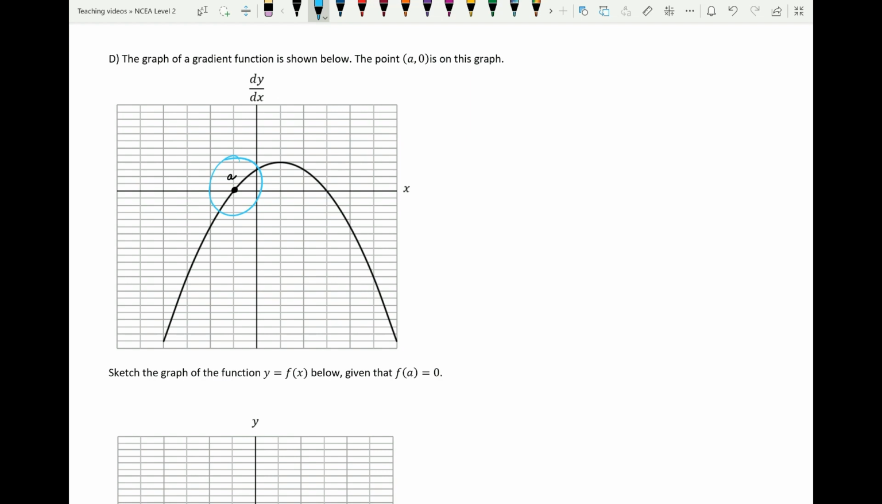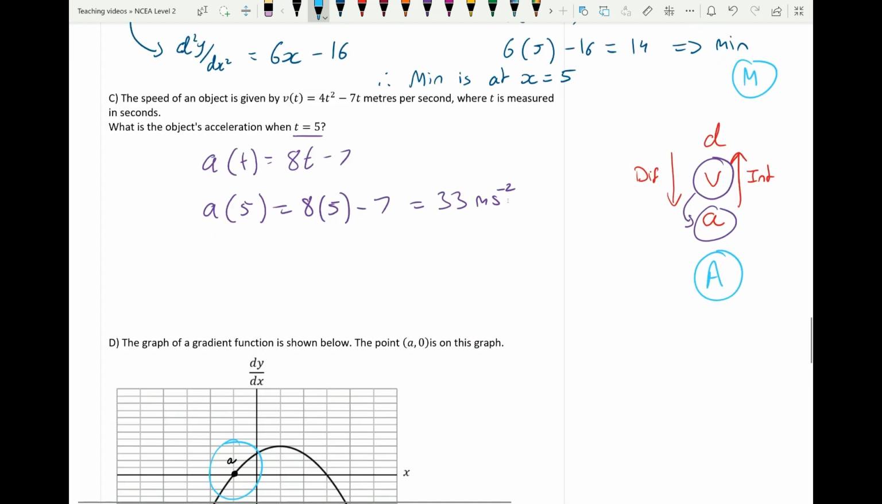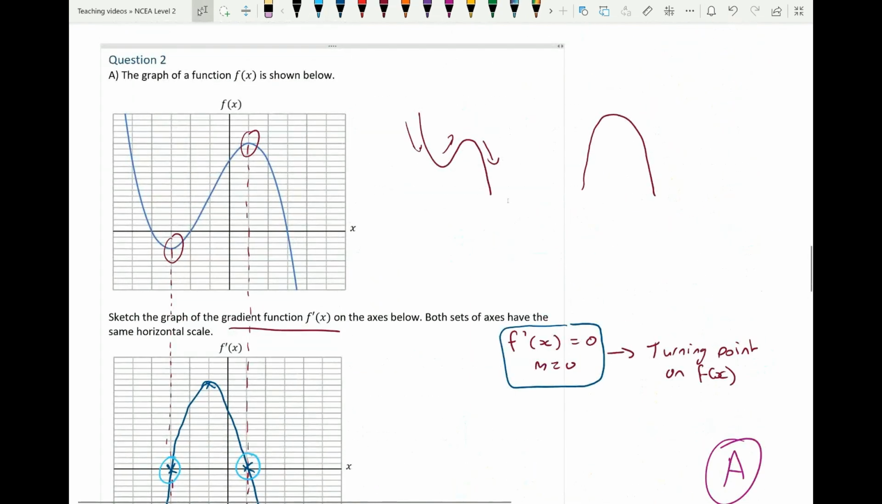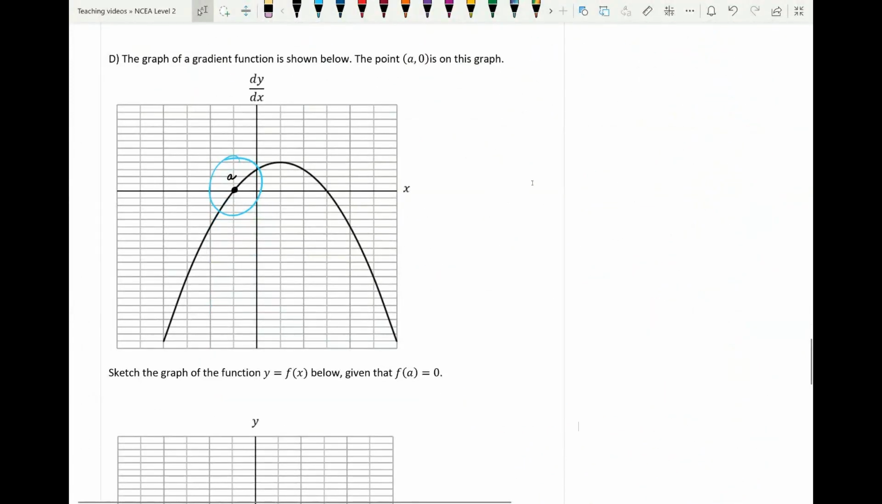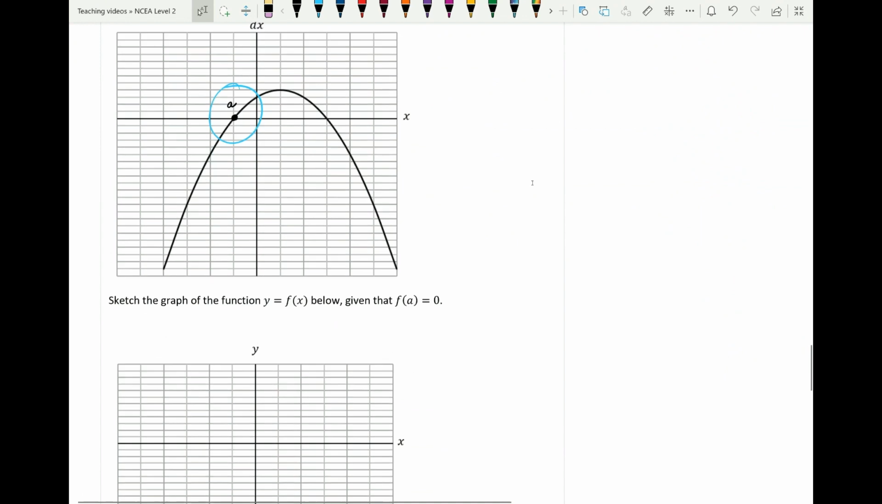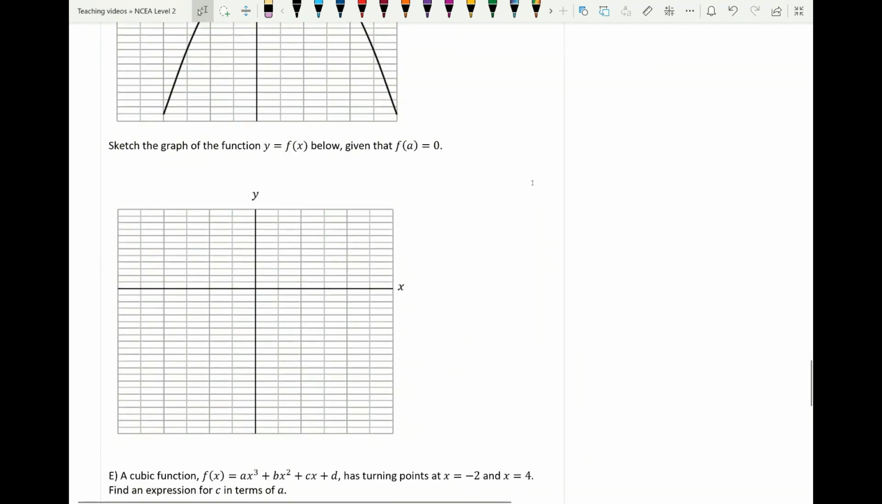So what we've been told is that that point, (a, 0), is on f(x), as well as the gradient function. So we're doing the reverse of what we did in this previous question here, where we were given f(x), we had to draw f dash of x. This is the other way around. We've been given f dash of x, or dy/dx, and we need to draw f(x).